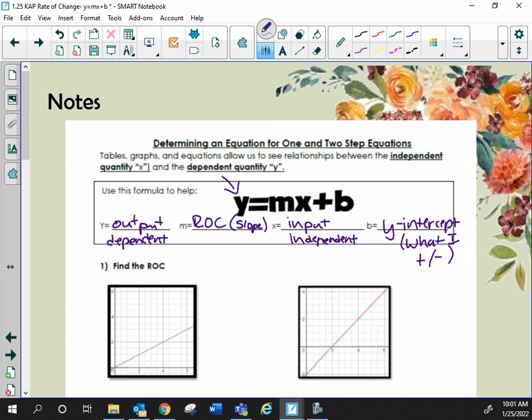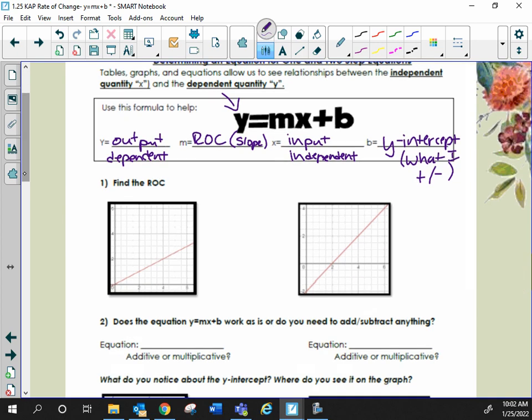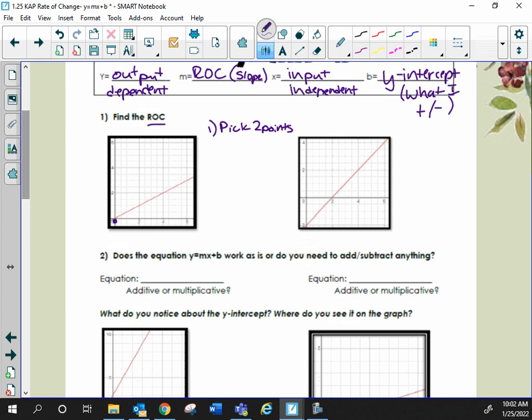Okay? Let this be a home space where you come back to when you're like, wait, what does each letter mean? Because it does get confusing and it takes time to practice to get there. Okay, so just like always, in order to find my equation, I'm always going to find my rate of change first. Okay, that's just the easiest way to figure out if I need to multiply or not. When I find that rate of change, I first need to pick 2 points.